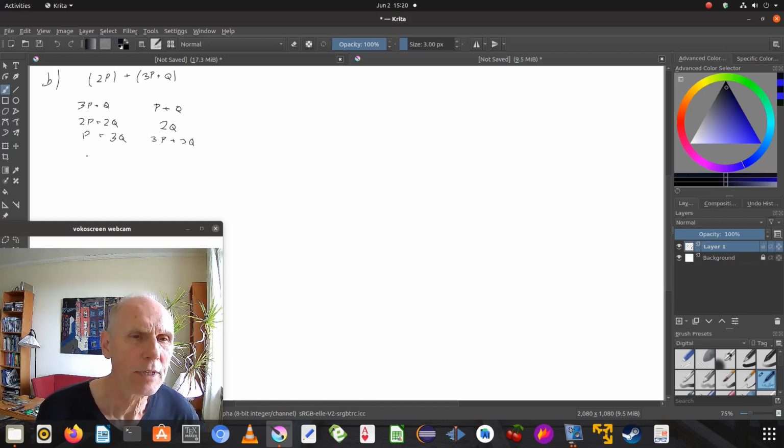Could any of them be the same? 2p can't be any of these. No, it can't be 2q, because then p would be... Oh, it's actually possible that p and q end up in the same place. No, it's not.